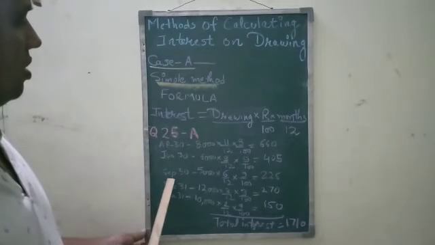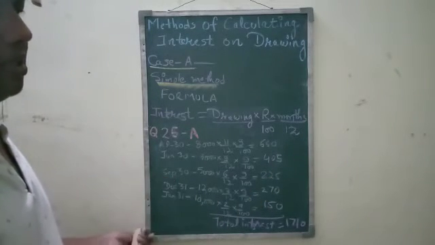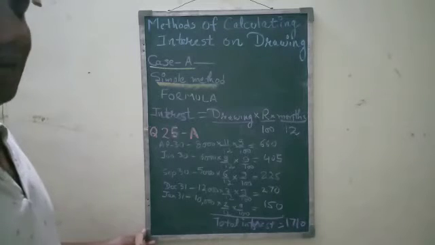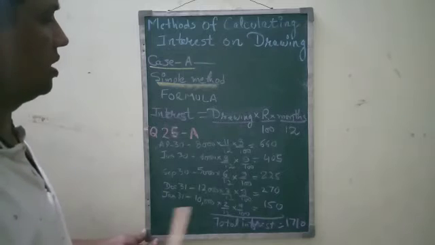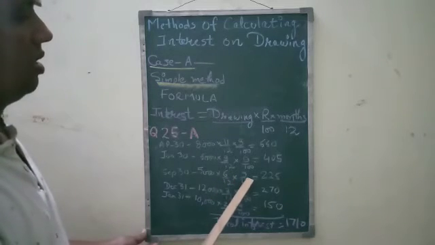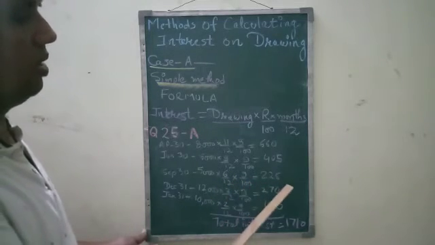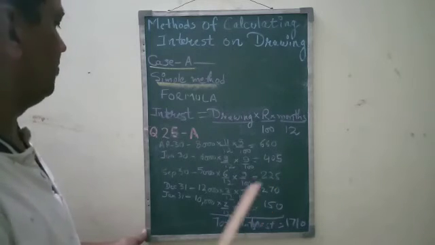The third amount is withdrawn on 30 September. So after September, October, November, December, January, February, March. 6 months are there. So time is 6 by 12. Rate of interest is 9 by 100. So interest on drawing is 225.